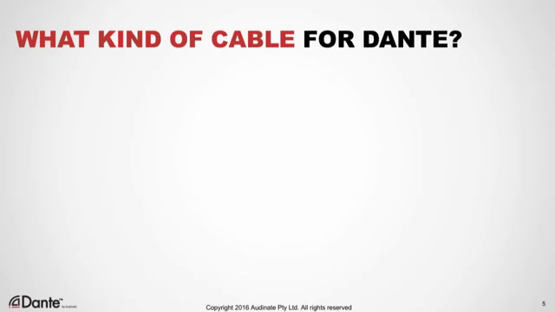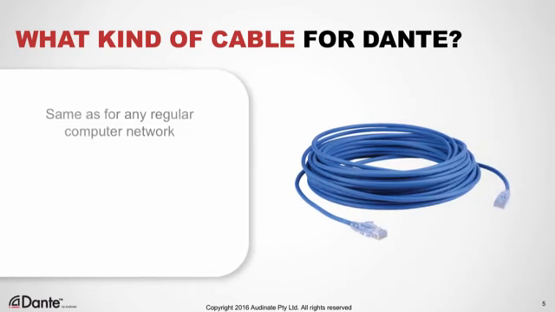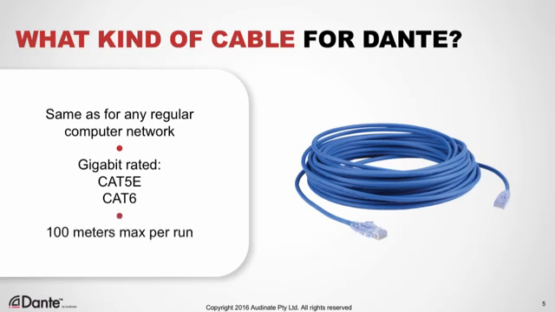What kind of cable is used for Dante? What's appropriate? This question comes up really frequently. And the answer is the same cable that you'd use for any network. Audio traffic isn't special, it's just data. And since gigabit network speeds are recommended for Dante, that means using Cat5e or Cat6 cable. Cat6 is rated for greater noise resistance in electrically noisy environments, but Cat5e will work just fine in the vast majority of situations and is the most commonly used. All copper Ethernet cables are limited to runs of 100 meters or less between switches or devices.